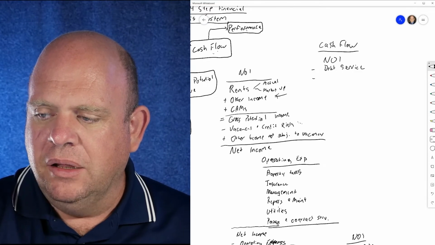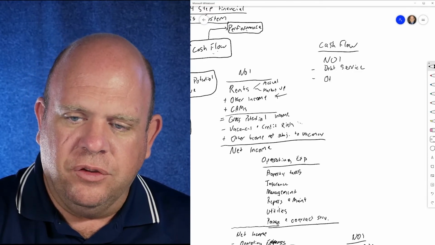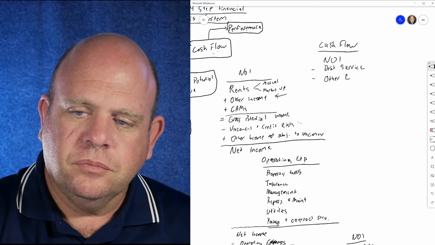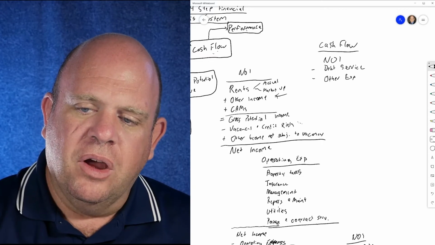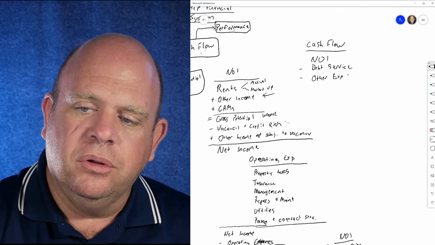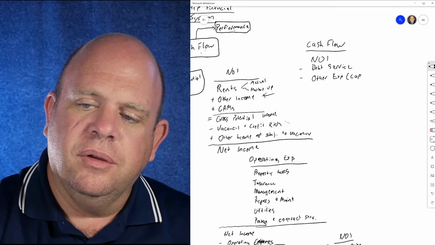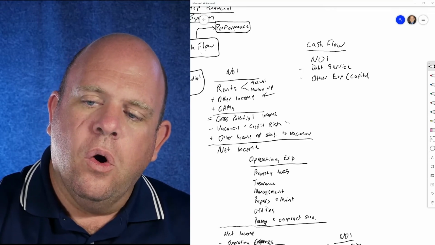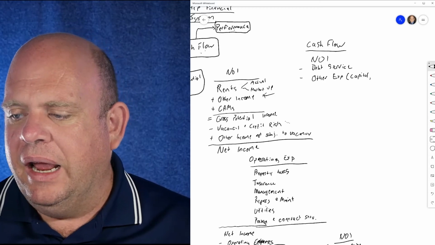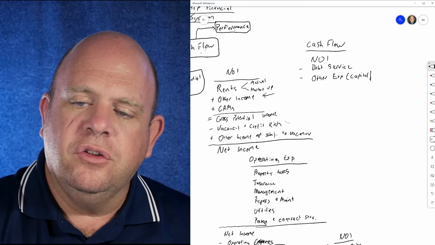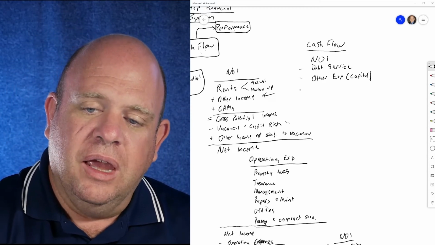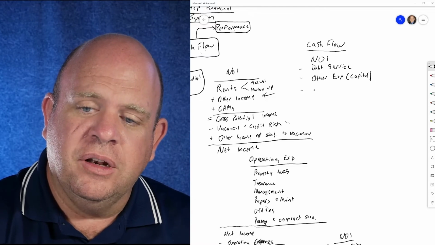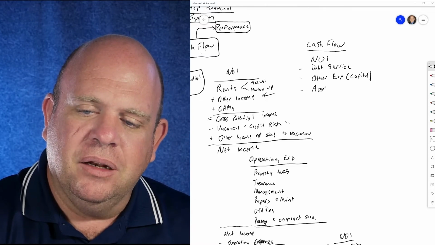Now, minus other kinds of expenses. What am I talking about here? I'm talking about capital expenses, or things that are kind of inherent to the investment. In this case, also, because we're talking about syndication, asset management fees.